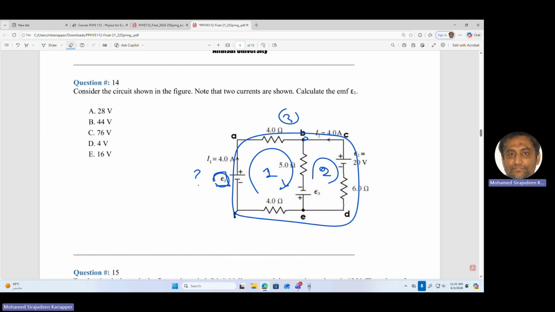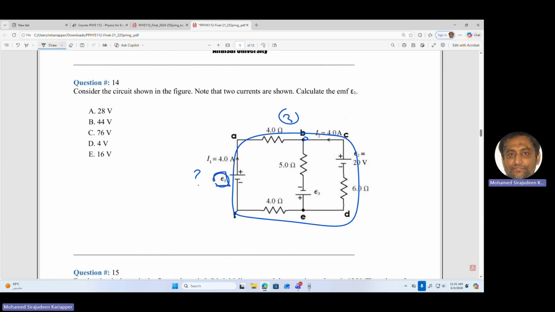let me delete this so I don't confuse. Right. So we will take the outer loop. What is the loop rule? Sum of all the potential changes, you start from A and come back to A. You have to go a cycle, right? So you're going to start from A, here A. So that means essentially you will be doing this path.